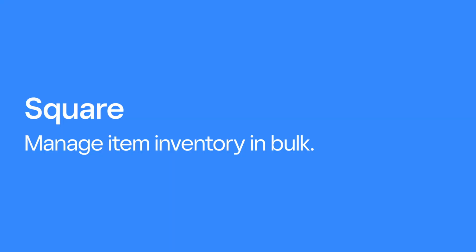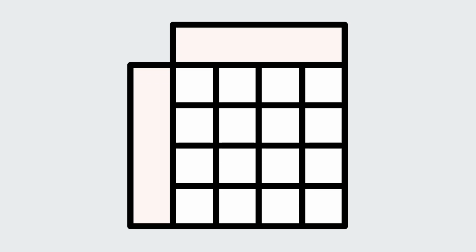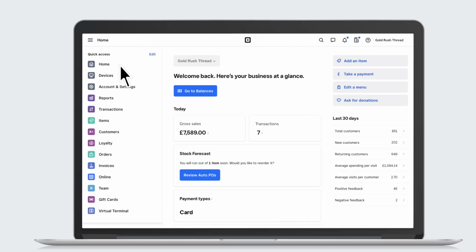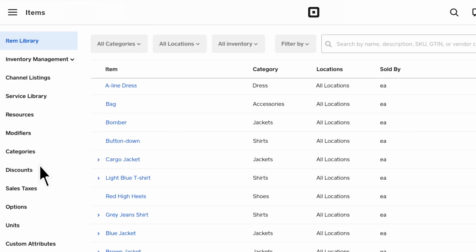You can also manage your inventory in bulk by importing and exporting your item library using an Excel or CSV file online. Keep in mind, you're not able to update your inventory in bulk from the Square app, only from your online Square dashboard. Keep in mind, if you have multiple locations, inventory is established, edited, and tracked on a per-location basis. To get started, visit Items in your online Square dashboard.